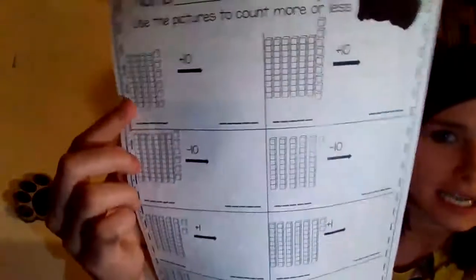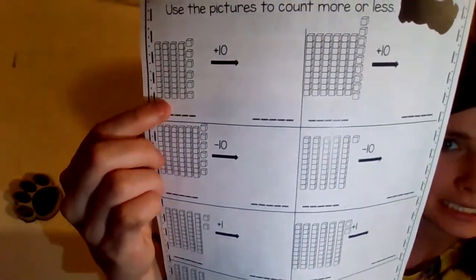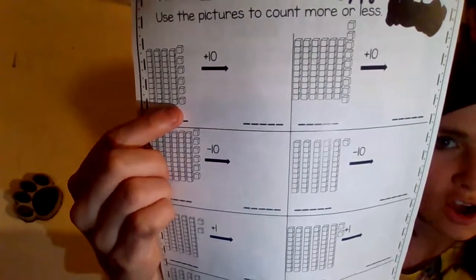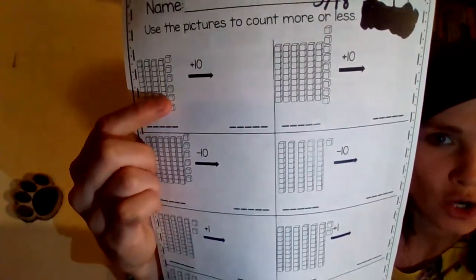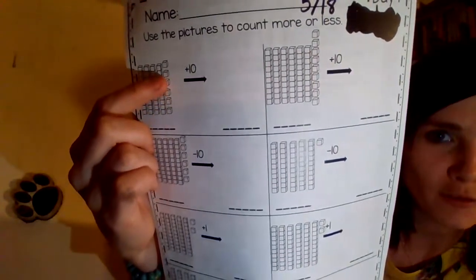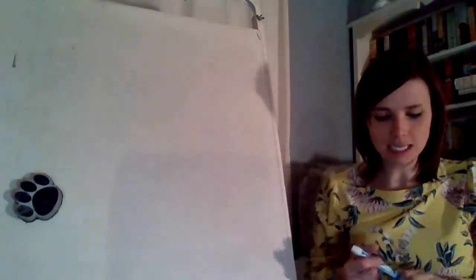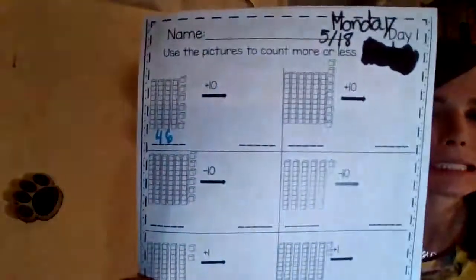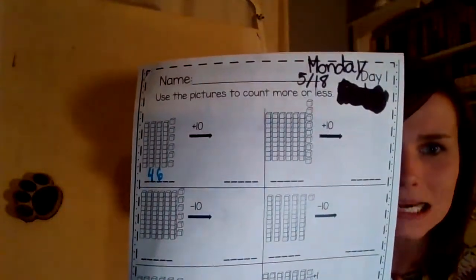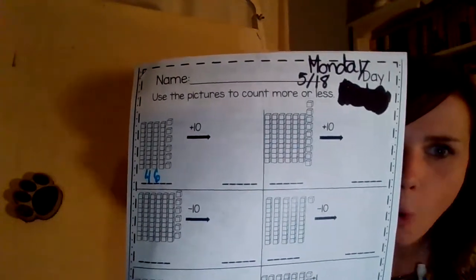All right. Let's look at our first one. Let's count these quick 10s together. So these are 10s. Go 10, 20, 30, 40. And we'll count these. 41, 42, 43, 44, 45, 46. And we'll write 46 on that line right underneath. 46. And it says draw 10 more. So we're going to draw one more quick 10.